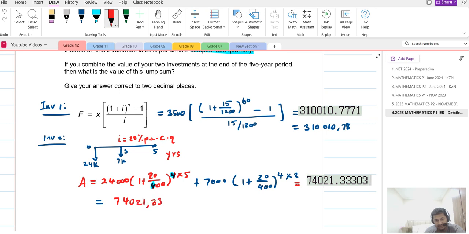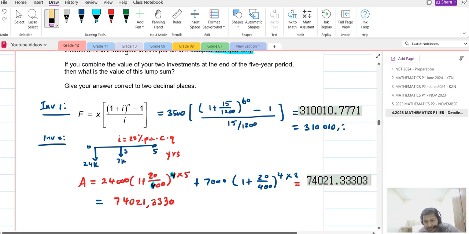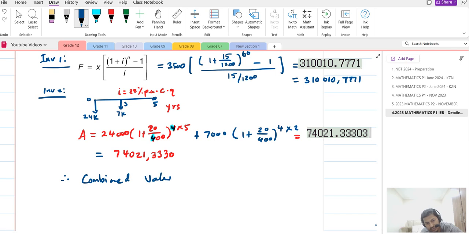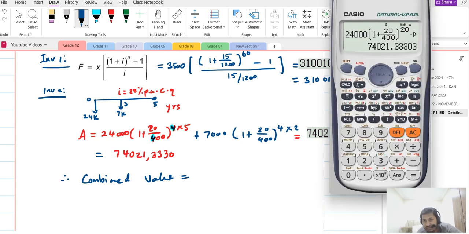Now we're going to add both, but you see now this is 330, so that's why I said use 4 decimals here. Because we're basically combining both investments, we got 0.7771. If we add up everything, the combined value will be equal to adding this one and this one together. So we add that one plus 310,000.